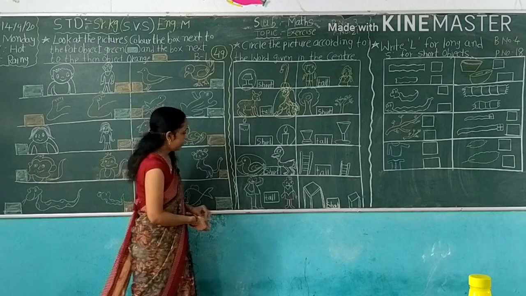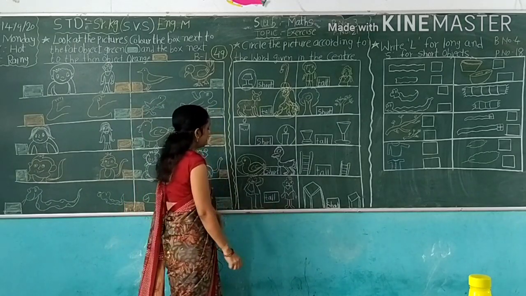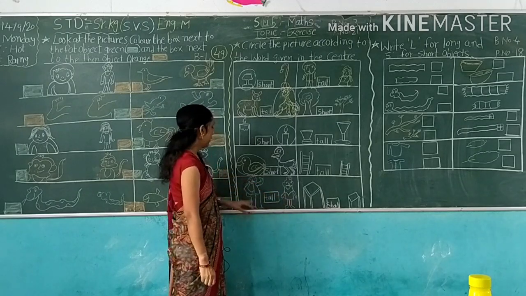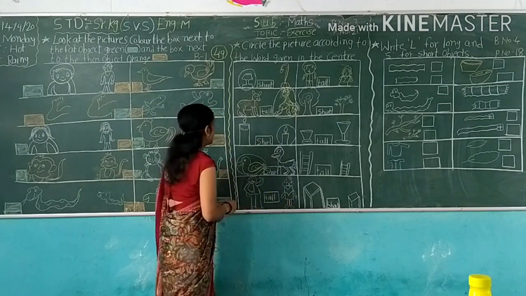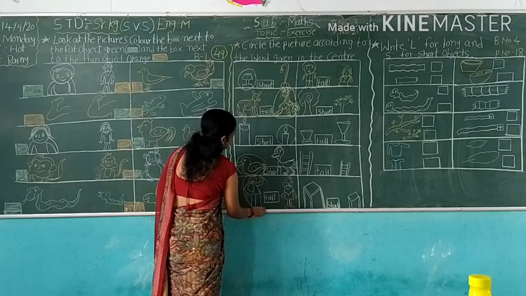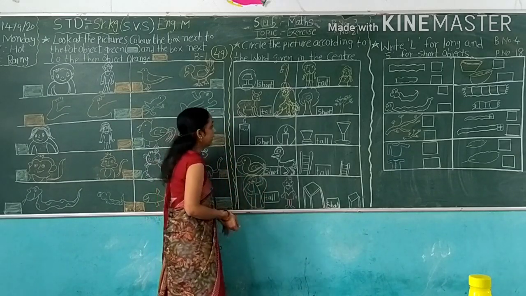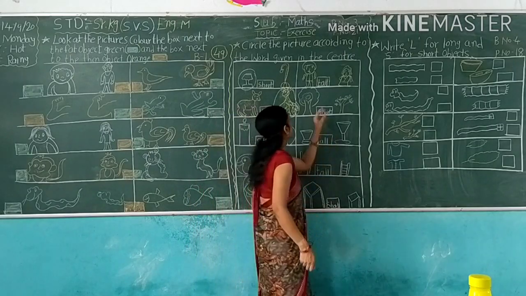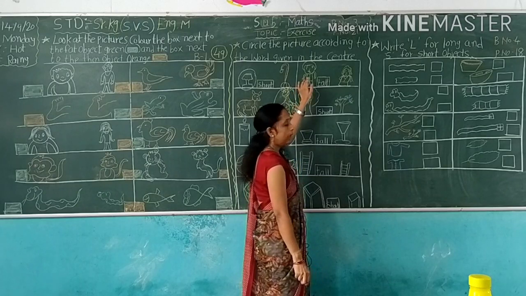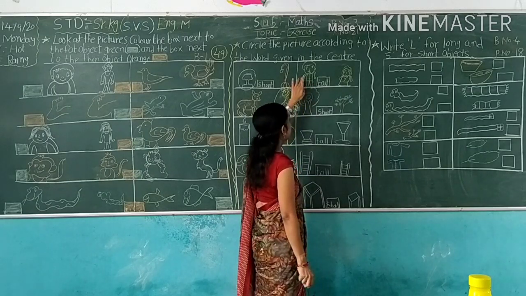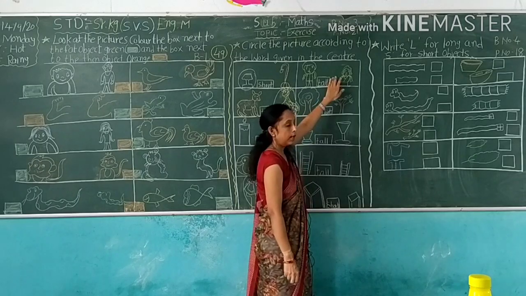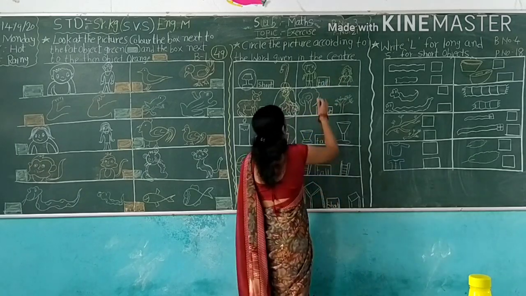And next, here I drawn two pictures. So which picture is tall? This? No. This? Yes. So here circle the tall object, okay? And next, look here. Here I drawn two objects. Which object is tall? This? Yes, this object is tall and other one is short. So circle this tall object.